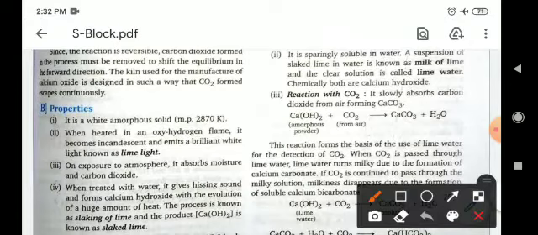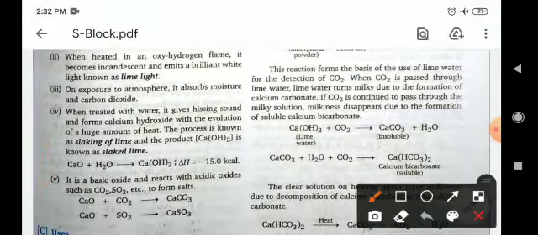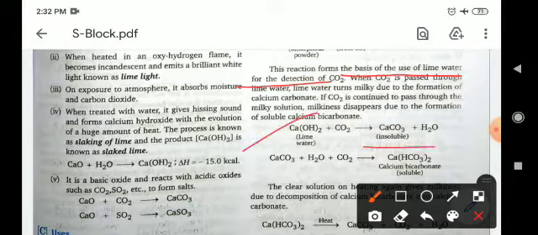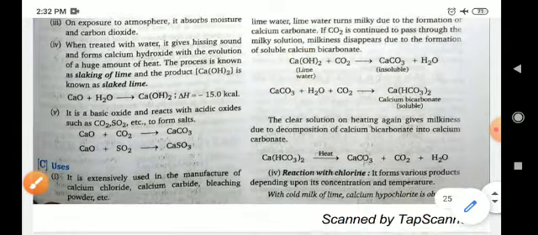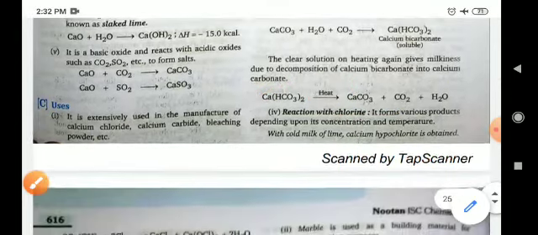Reaction with CO2: calcium hydroxide reacts with CO2 to form calcium carbonate. This reaction forms the basis of the use of lime water for the detection of CO2. Ca(OH)2 plus CO2 forms insoluble calcium carbonate. Calcium carbonate reacts with water and CO2 to form calcium bicarbonate. Calcium bicarbonate on heating gives calcium carbonate plus water and carbon dioxide gas.